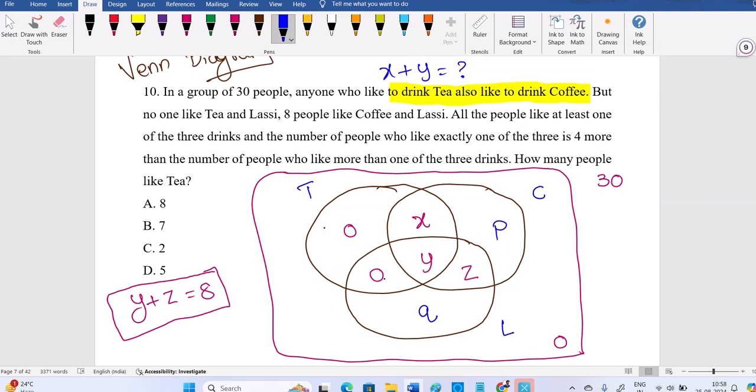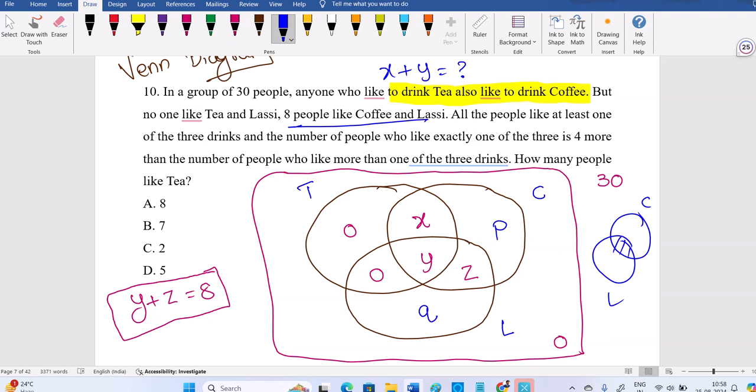This is 0, and y plus z is equal to 8. They said 8 people like coffee and lassi. Coffee and lassi is the y and z area together. They didn't mention only coffee and lassi. Only coffee and lassi would mean the z area. Okay, this is coffee, this is lassi. Coffee and lassi means this entire area, that is y and z together.